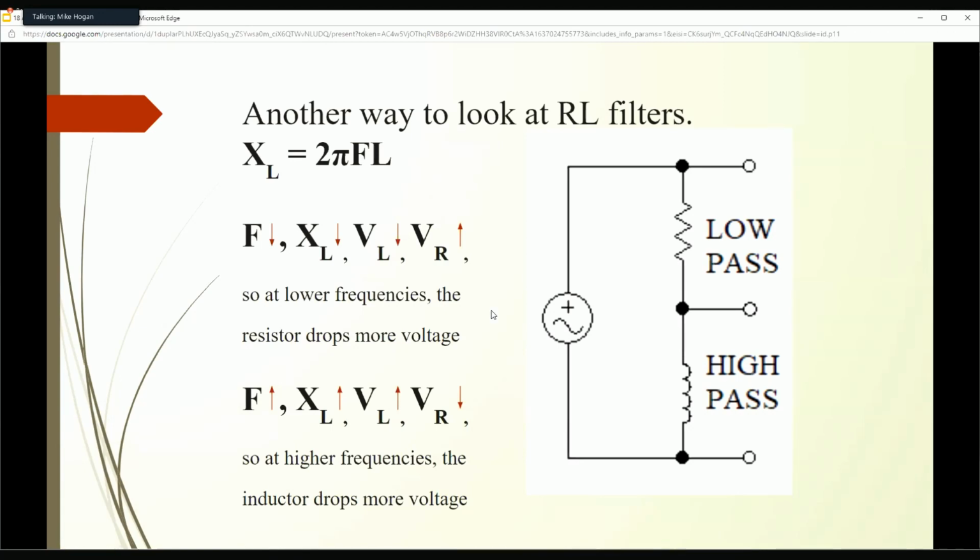When we look at this, these arrows are showing you what happens with this formula, X of L equals 2 pi F L. So, how are they related in this formula?